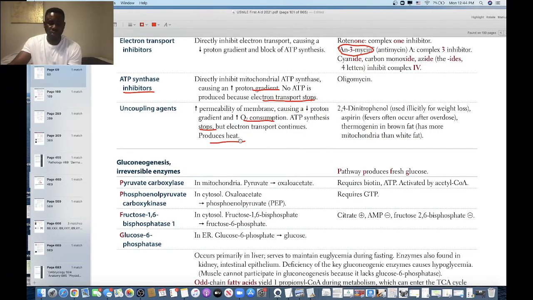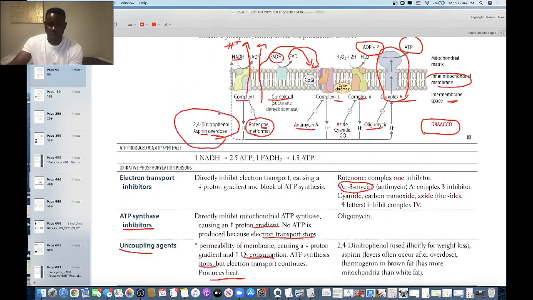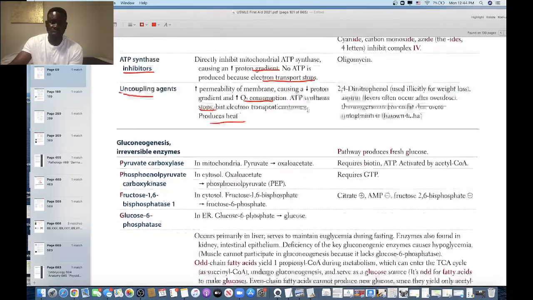And then we understand uncoupling: it makes the reaction occur, but at the end of the day ATP is not produced. Therefore heat will be generated.